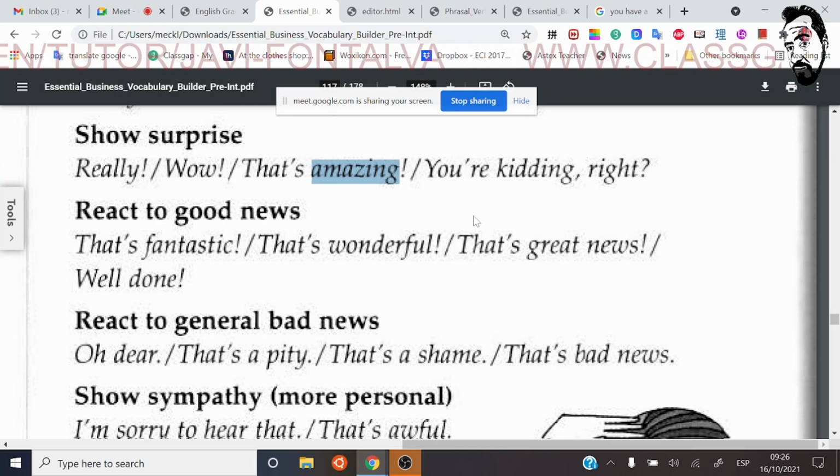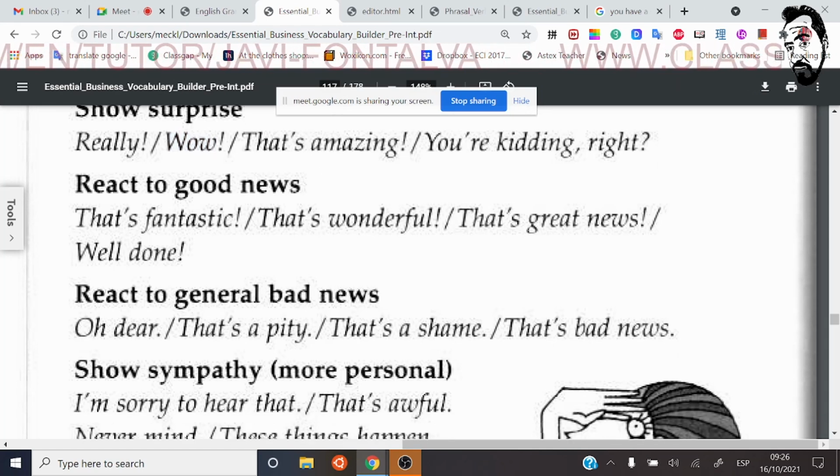I know amazing. I read it in a lot of WhatsApp. Yeah, it's very, very, very common. Amazing, wonderful, great, awesome, all the same. Wow, también, wow y amazing. Sí, lo mismo. Wow es como wow. Increíble, ¿ya? O, por ejemplo, fantastic, wonderful, great, well done, bien hecho. That's great news. Bueno, excelente noticia.